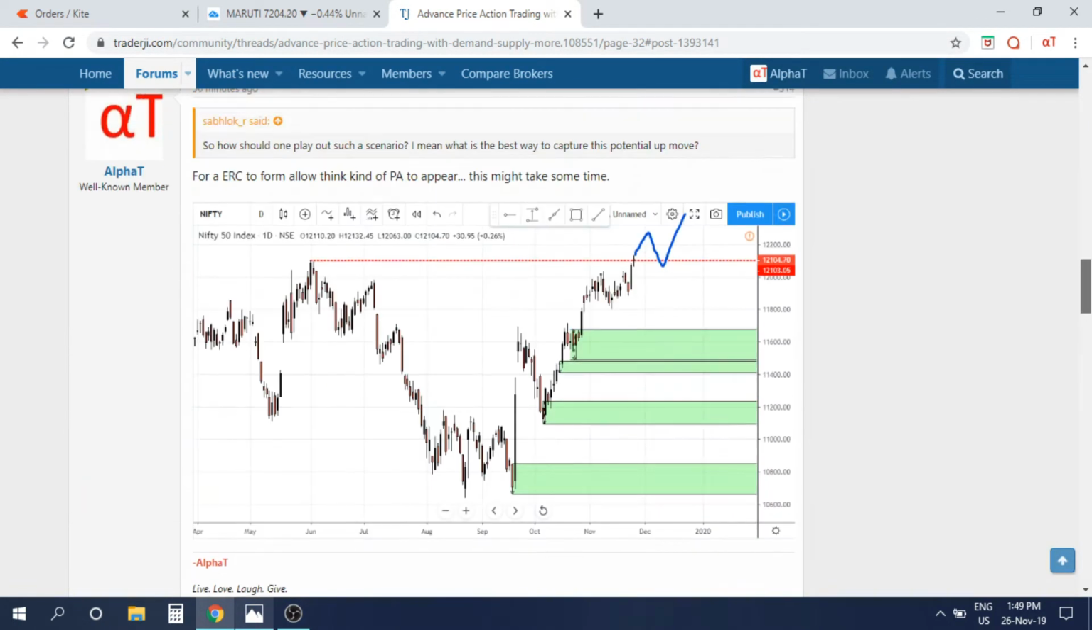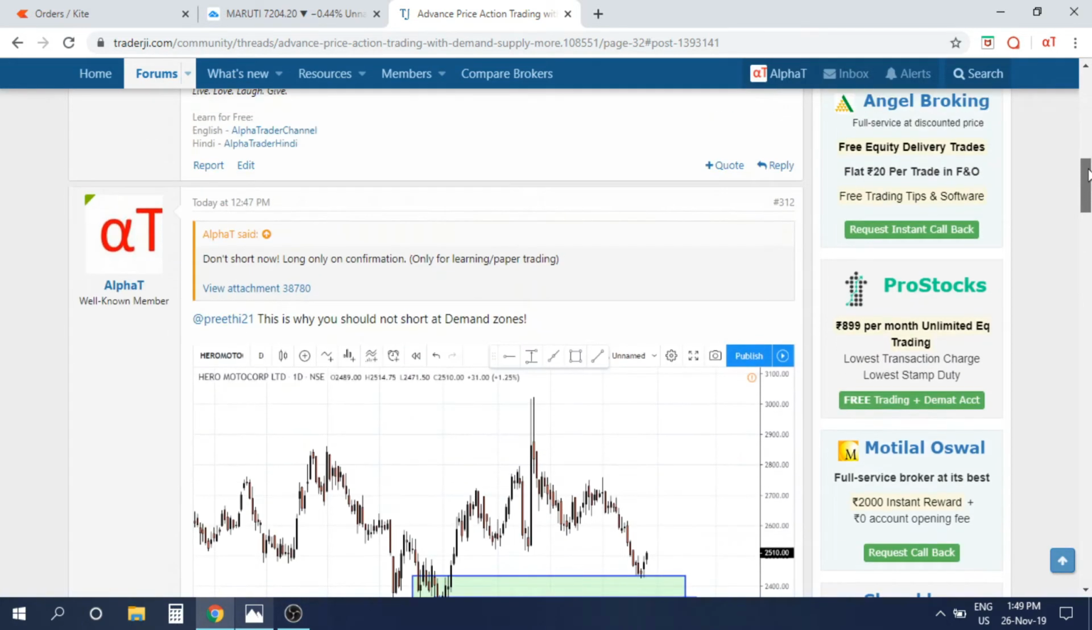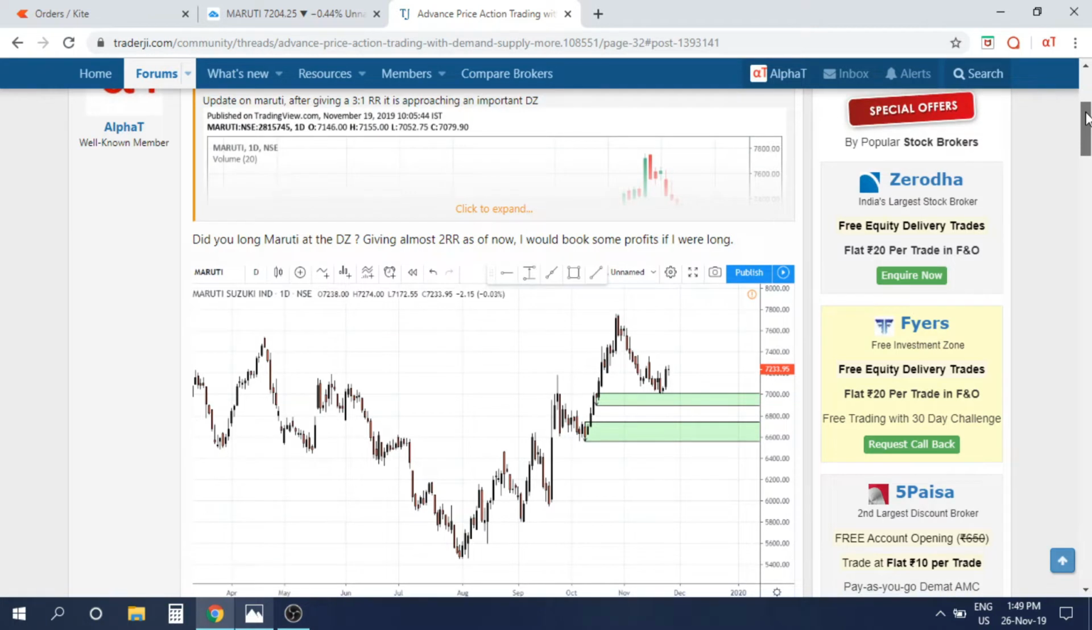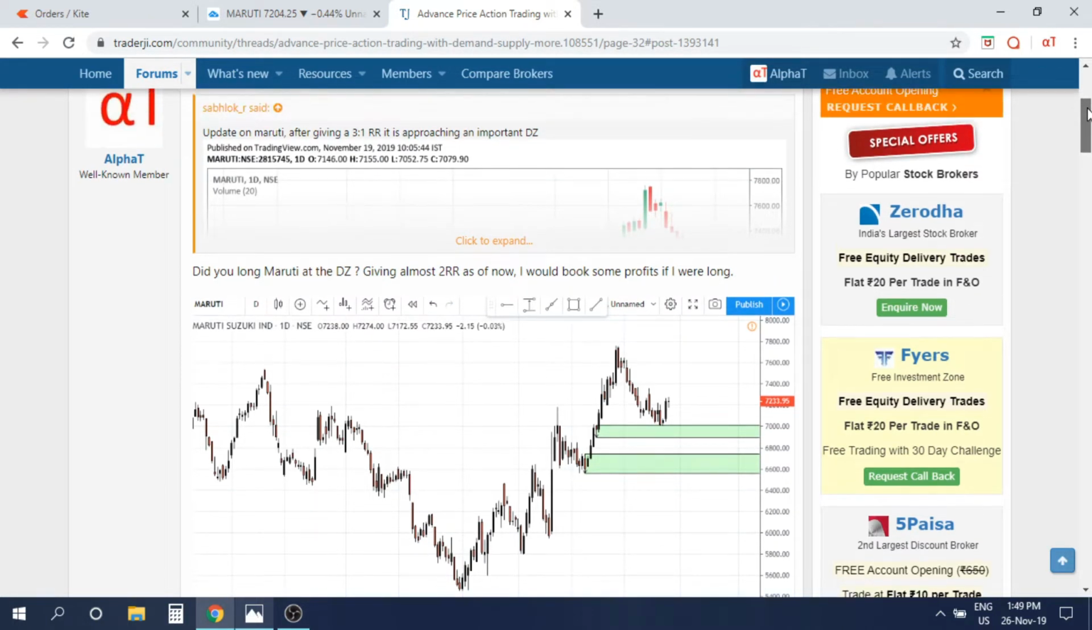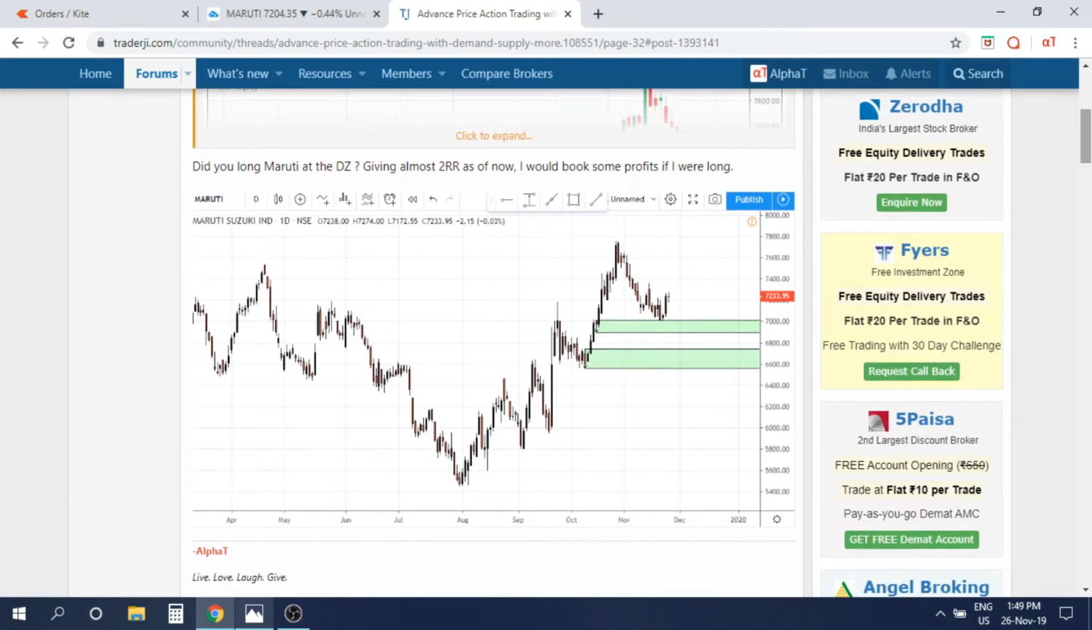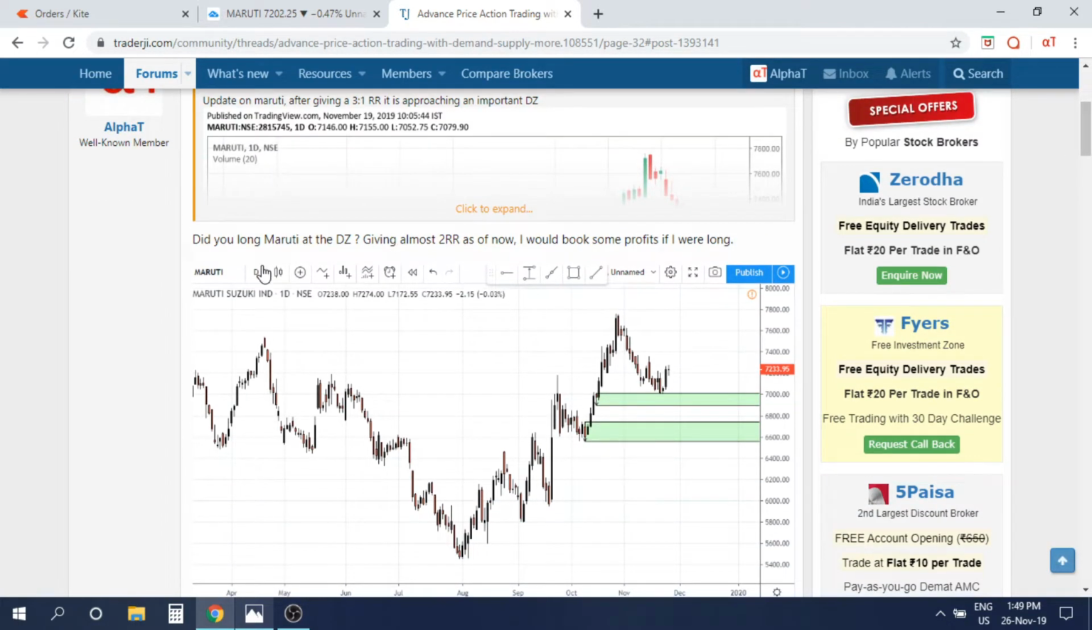In the morning today, I think we just go back. Yes, over here. So this was a discussion by Sablok R, right, a few days back. And I was just inquiring about this trade. So I asked him, did you go long on Maruti at this demand zone? It's almost giving a 2-to-1 RR, right, as of now. So if I were you, I would book some profits for the long.